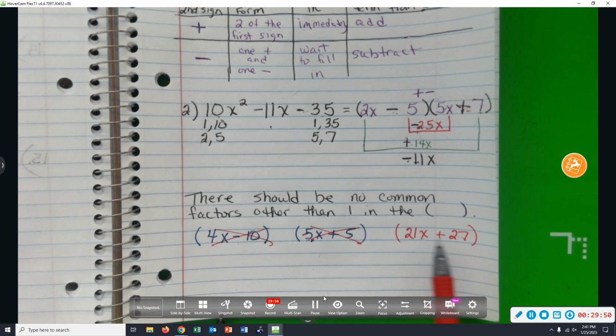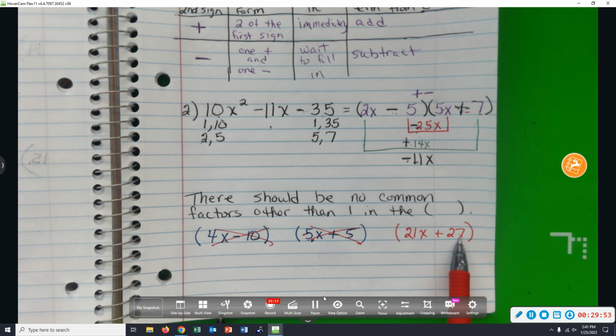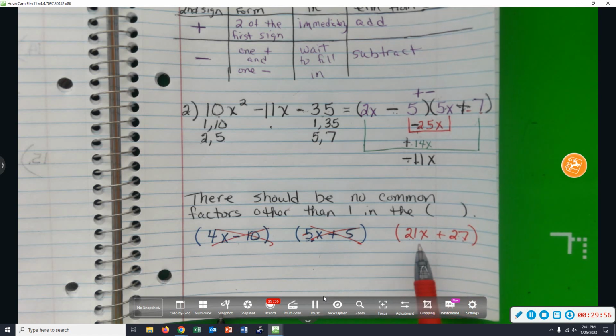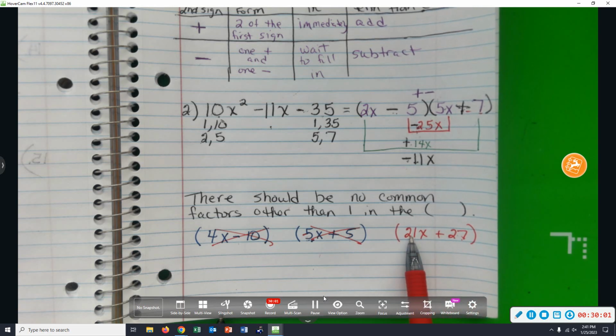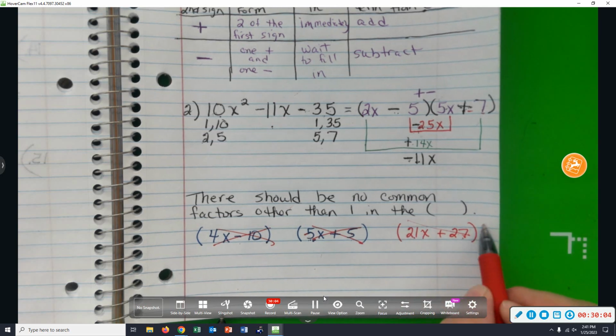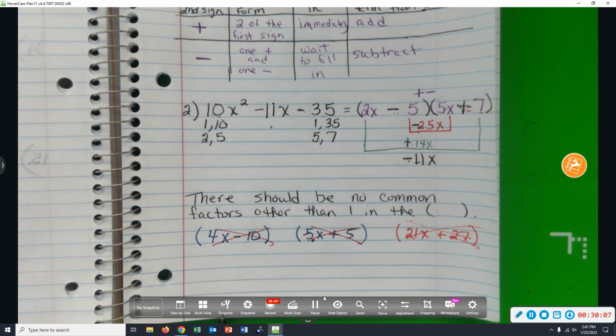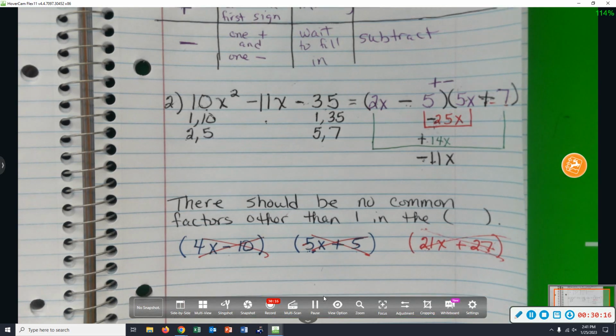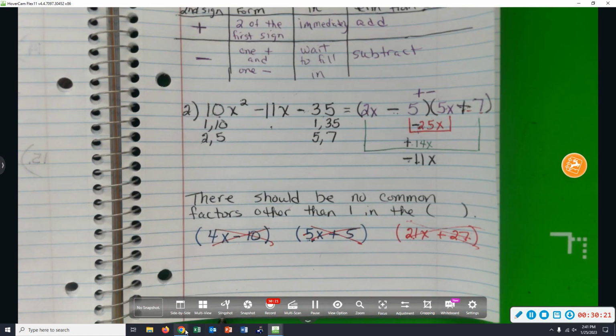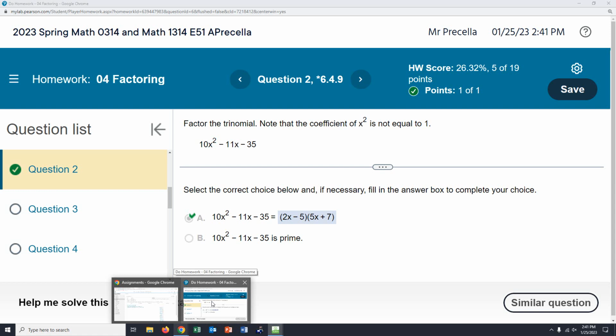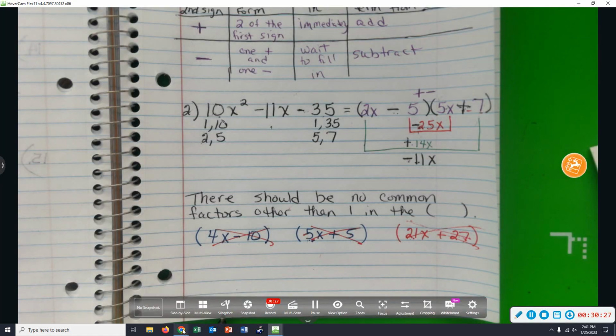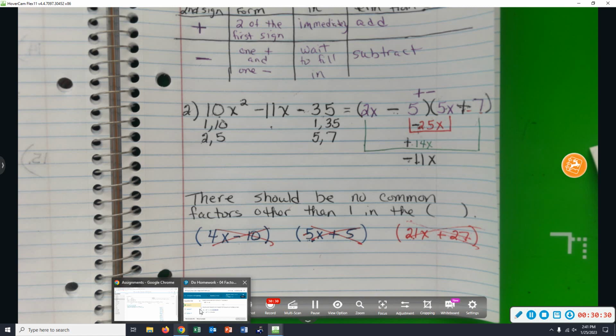What divides into 21 and 27? 3 divides into both: 3 times 7 and 3 times 9. There cannot be a common factor in the parentheses. Okay? And that will help us knock out a few possibilities as we go through these. Meaning the 21 and the 27 both go into something there. Yeah, 3 divides evenly into them. But the big thing is, you can't have 2 even numbers.